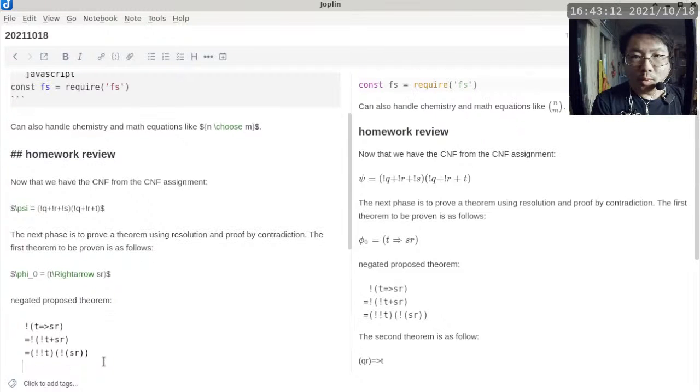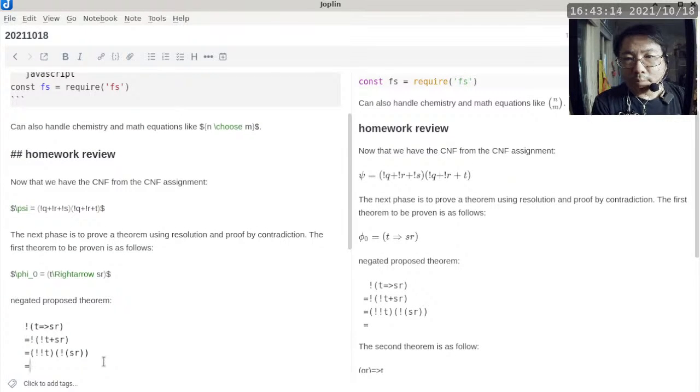And then at this point we simplify. On the left hand side it becomes just T, and then on the right hand side we apply De Morgan's law again. So now we have not S or not R, and we have our CNF. This is a CNF because we have two terms in the conjunction. T by itself is one term, not S or not R is the other term.